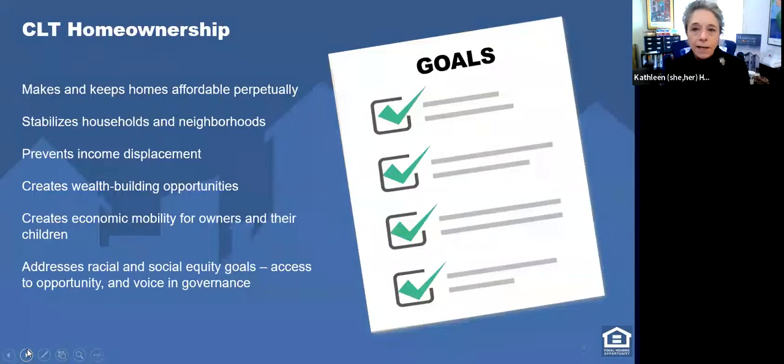So community land trust home ownership, which is what we embrace, makes and keeps homes affordable perpetually. It stabilizes households and neighborhoods. It prevents income displacement. It creates wealth building opportunities that creates economic mobility for owners and their children. And it addresses the racial and social equity goals of access to opportunity and also voice in governance.